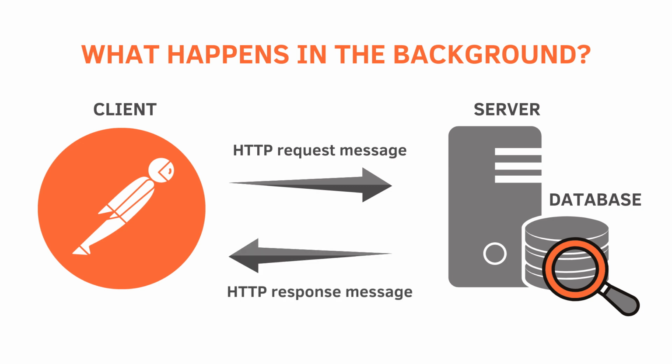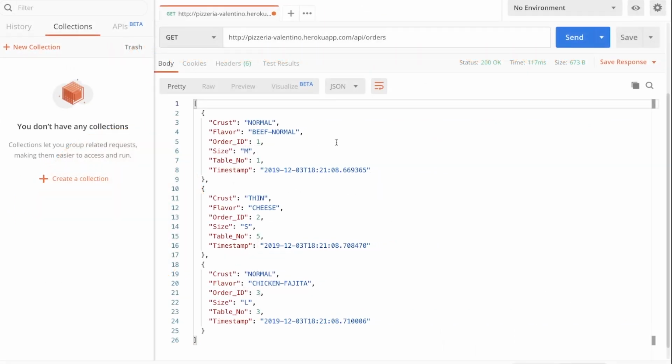The server itself will then create an HTTP response message, and that message will come back to Postman. And this is why you'll be able to see this nice response formatted in JSON. Then this information can be consumed.